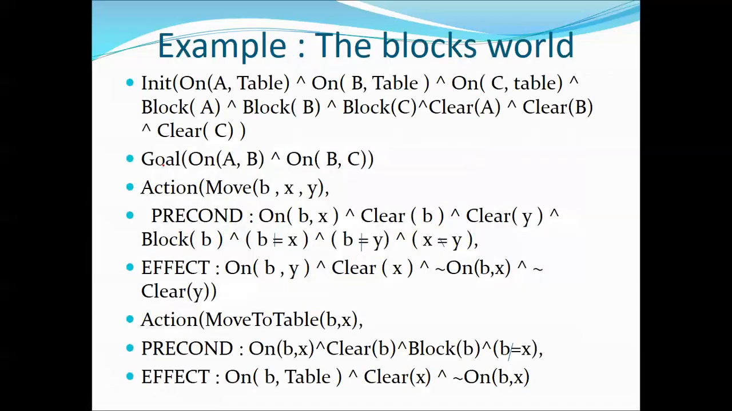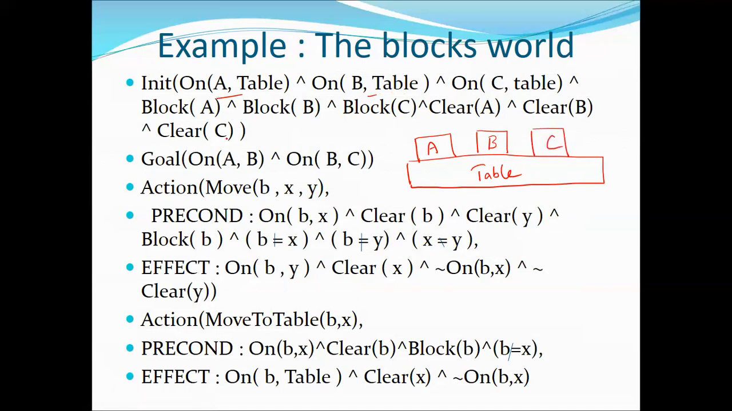So this is our problem definition, and this is our initial state. Our initial state is On(A, Table), that is block A is on the table. Let me draw a bigger table. So this is the initial state. On(A, Table) means block A is on the table, On(B, Table) means block B is also on the table, and On(C, Table) means block C is also on the table.